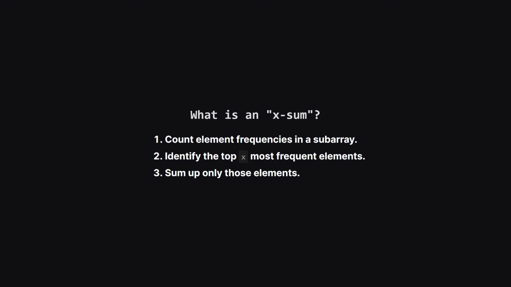So what exactly is this x sum? It's a three-step process. First, for a given subarray we count how many times each number appears. Second, we find the x numbers that appear most often. And finally, we add up all the occurrences of just those top numbers. That total is our x sum.